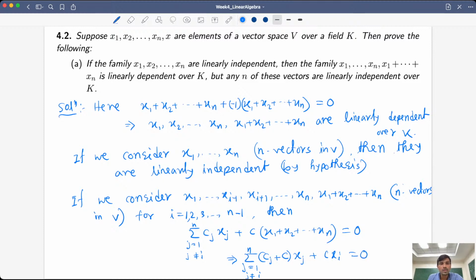But by the given condition, x1 through xn form a linearly independent set, and you are considering a linear combination of them that is 0.